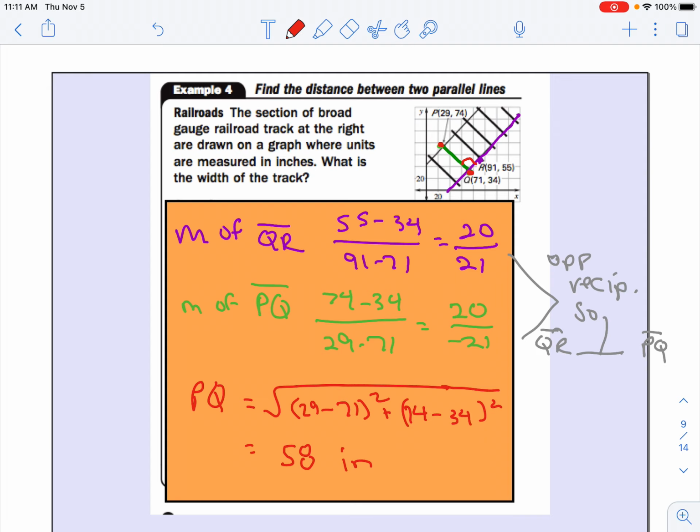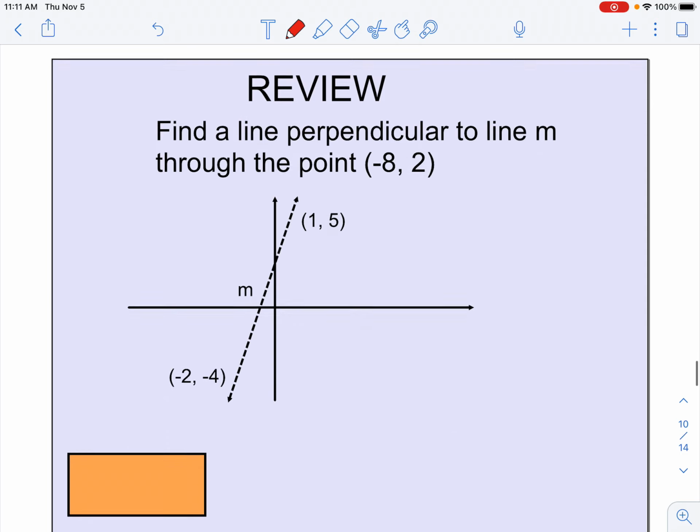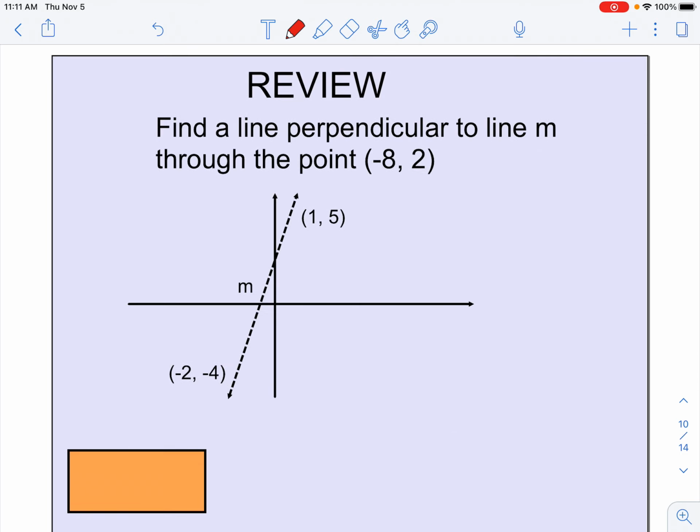Okay, so now we're going to go on to a skill that's a little bit more challenging, but we're going to do our best to go through this with you. We can review here how to find a line perpendicular to line M through this point. This is something that you did in a previous lesson, so let's see if you can remember how to do this. Find a line perpendicular to line M that goes through the point -8, 2. So you want to find a line that's perpendicular that goes through that point.